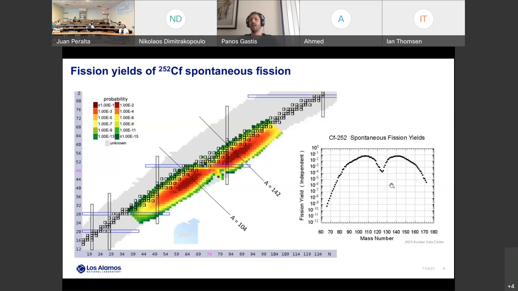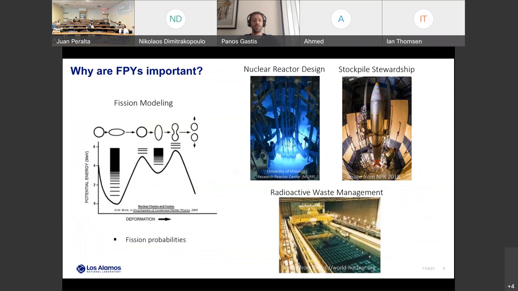And then on the right, you see the corresponding mass distribution of these yields. Now, typically, all the experimental results for measurements on fission product yields are given in this form, like in this plot here on the right. Now, why do we care about fission product yields?